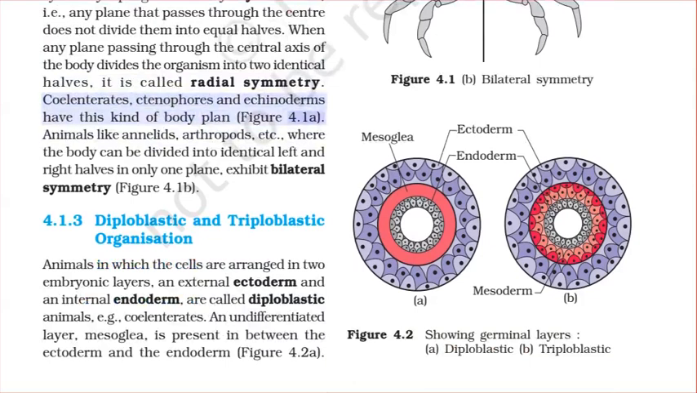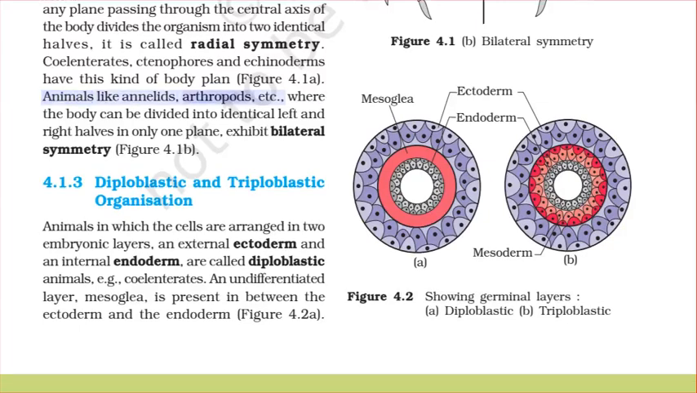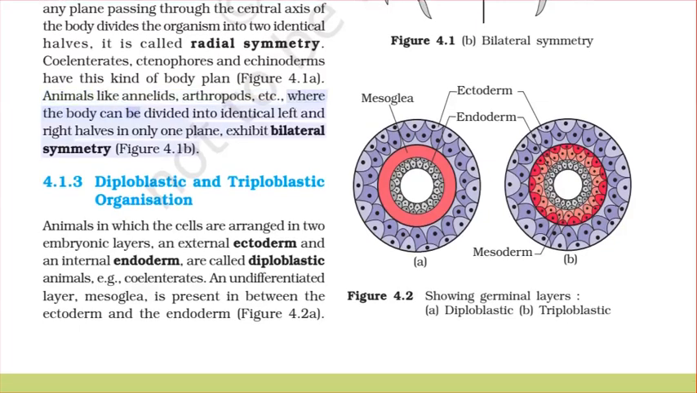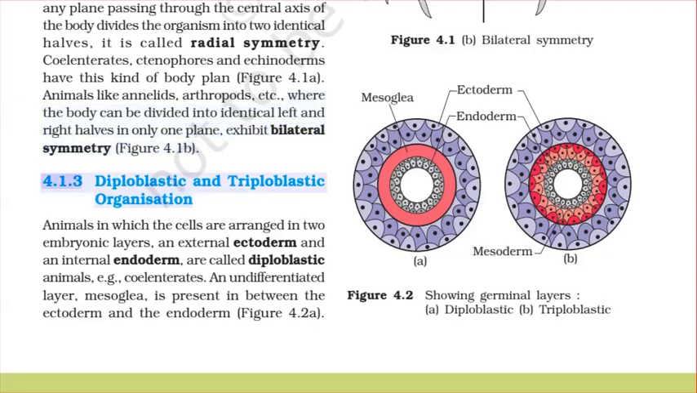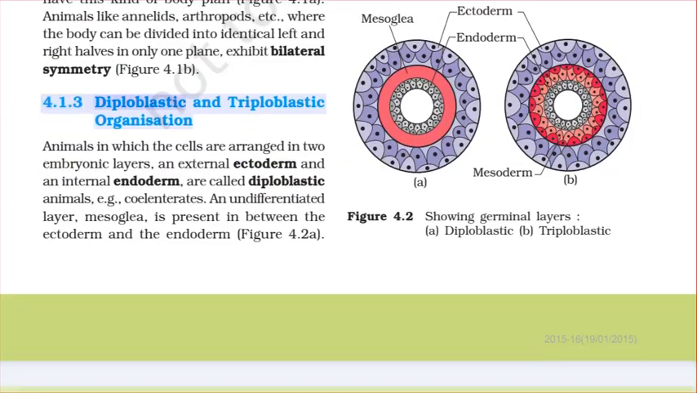Figure 4.1a. Animals like annelids, arthropods, etc., where the body can be divided into identical left and right halves in only one plane, exhibit bilateral symmetry. Figure 4.1b. 4.1.3 Diploblastic and triploblastic organization.